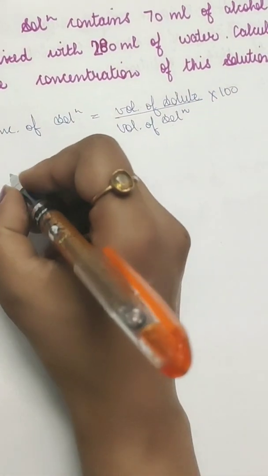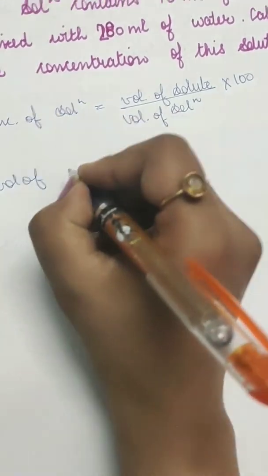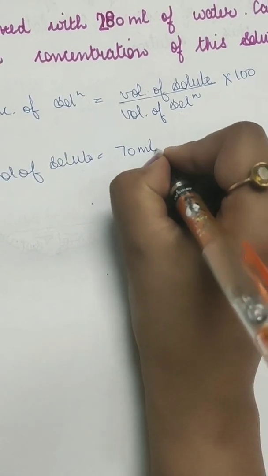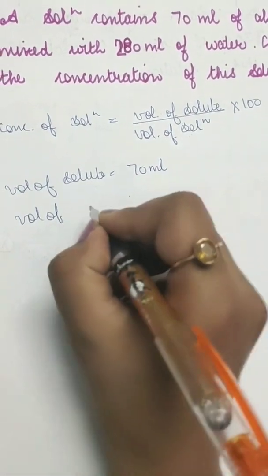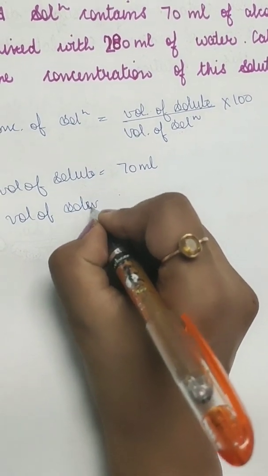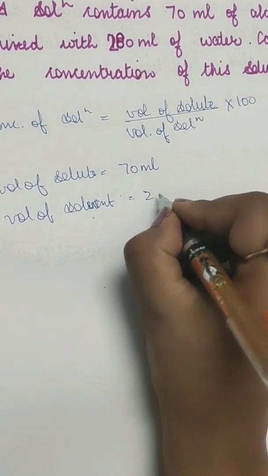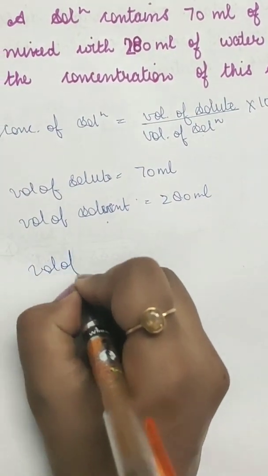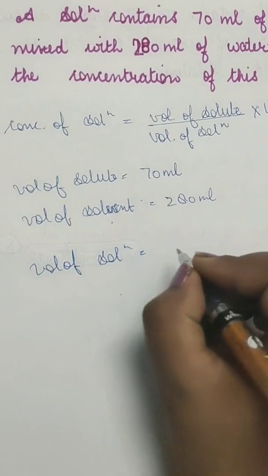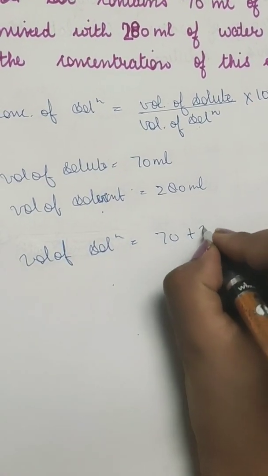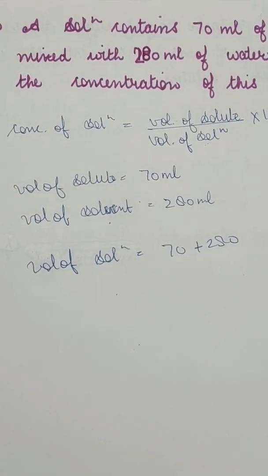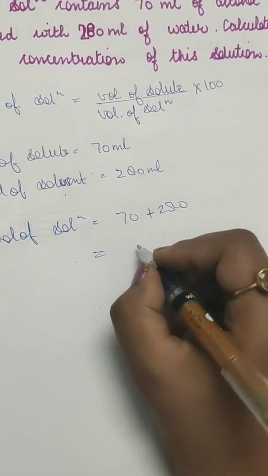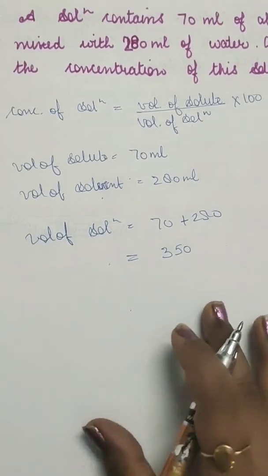The volume of solute is given as 70 ml and the volume of solvent is 280 ml. So the volume of solution will become 70 plus 280, since we have to add volume of solute plus volume of solvent. It will be 350 ml.